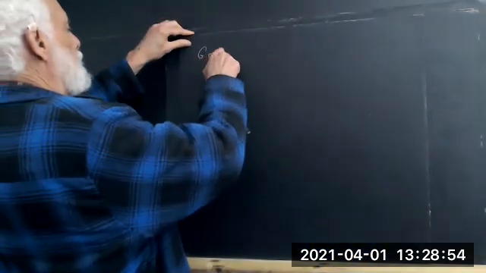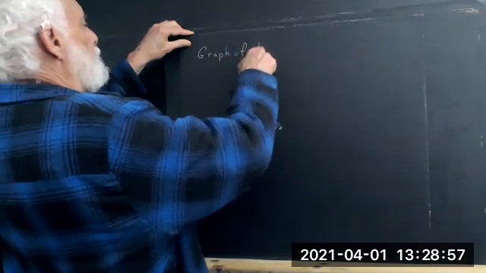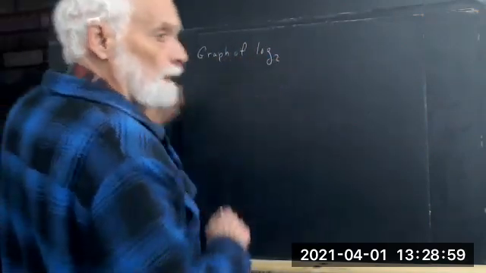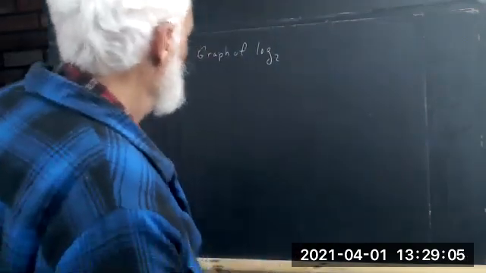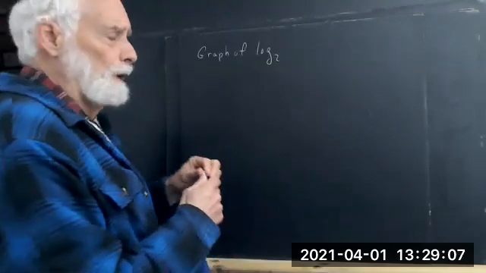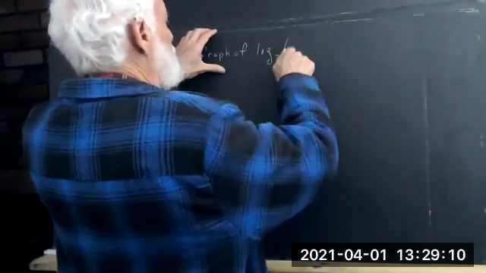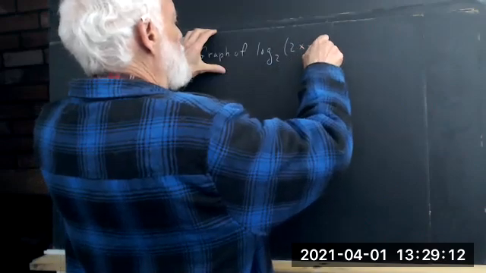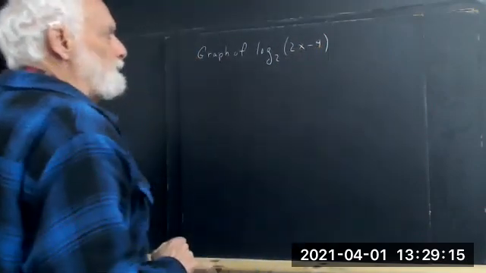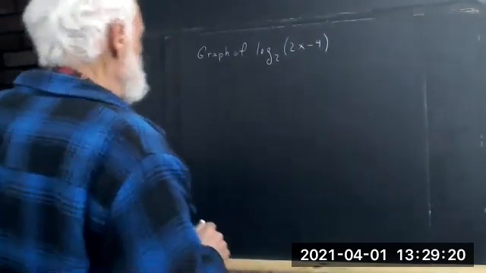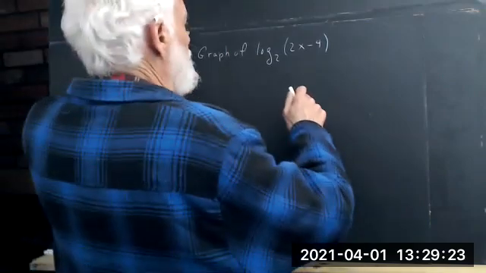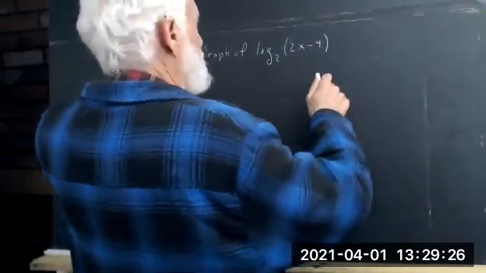Okay, so let's just look at the graph. You know, use base 2 logarithmic functions because base 10 gets out of hand too quickly. Higher bases are inconvenient, but we know what to do with them, okay? So we're going to graph log base 2 of 2x minus 4. Now, I want to do this by transformations.